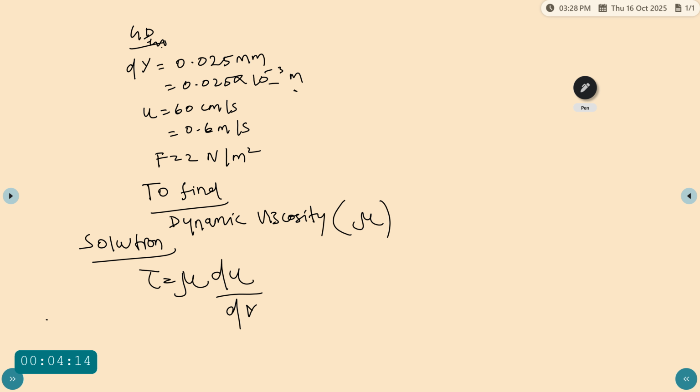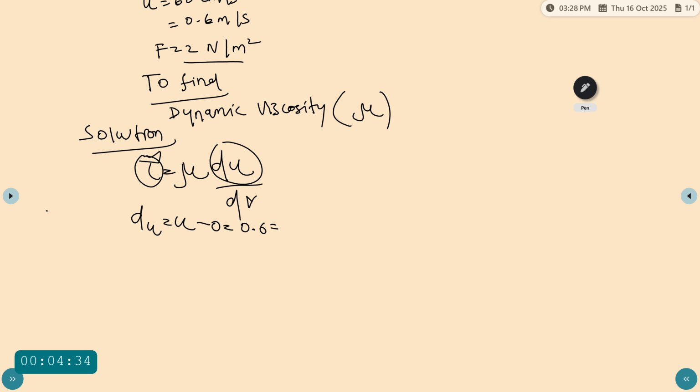Shear stress tau is given. Du is the change in velocity, the original velocity minus the final velocity. Since there is no final velocity, it is 0.6 minus 0, which is 0.6. So the change in velocity is also 0.6 meter per second. Now we substitute dy, the distance given, as 0.025 into 10 power minus 3, and du as 0.6.